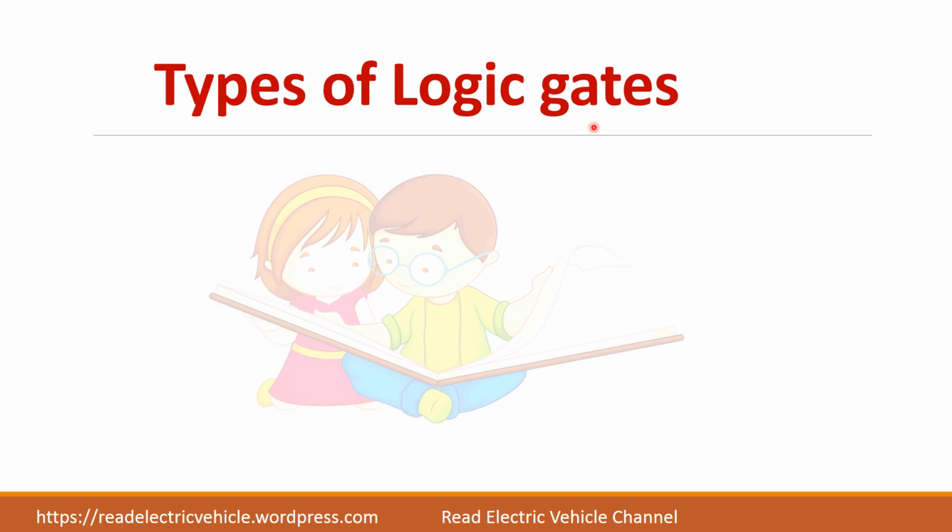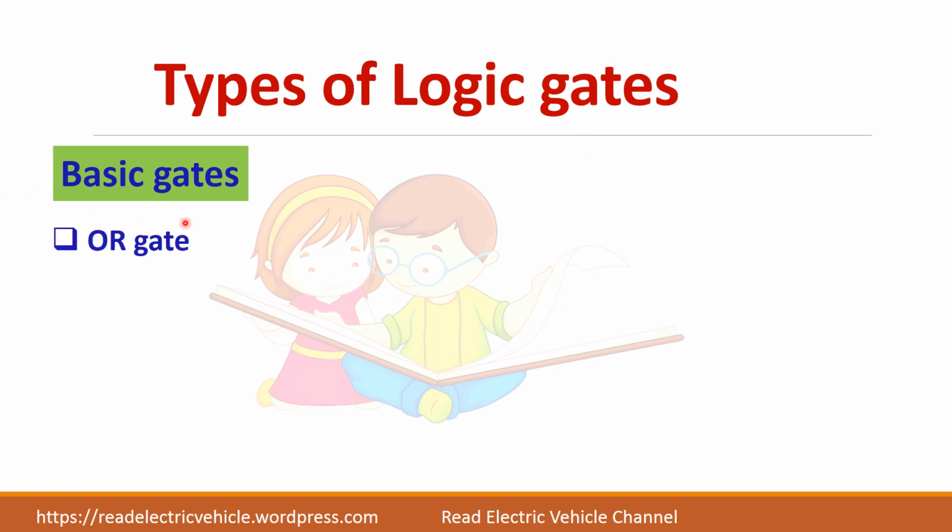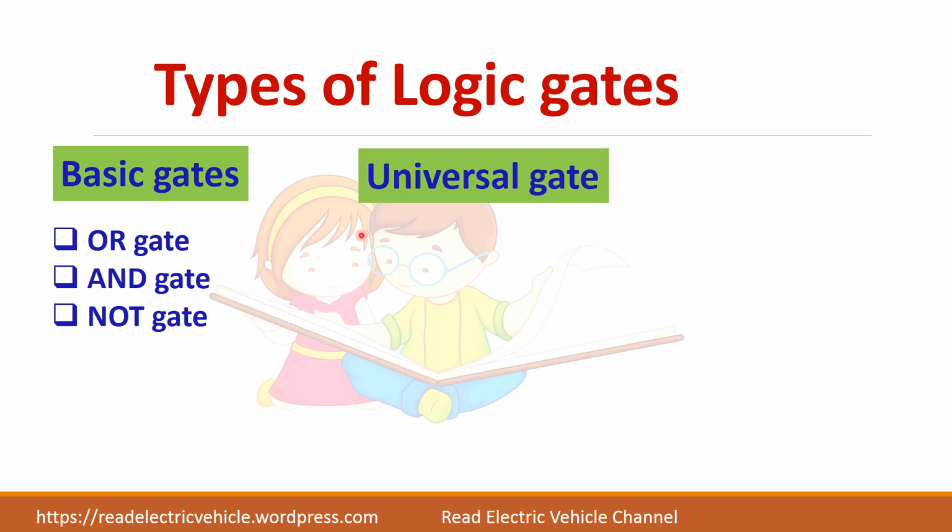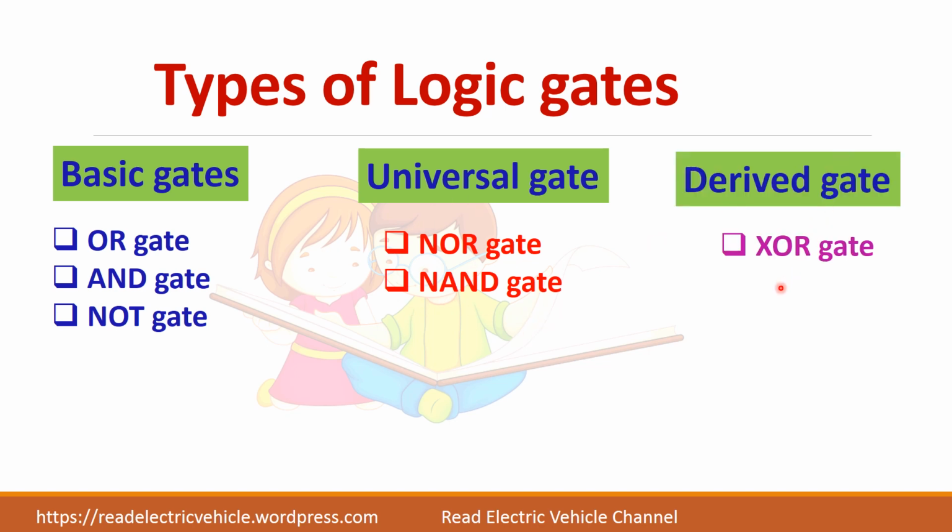There are different types of logic gates. The basic gates are OR gate, AND gate and NOT gate. The universal gates are NOR gate and NAND gate. In addition, you have some other gates called XOR gate, XNOR gate. So let us see about these gates and its truth table in this video.